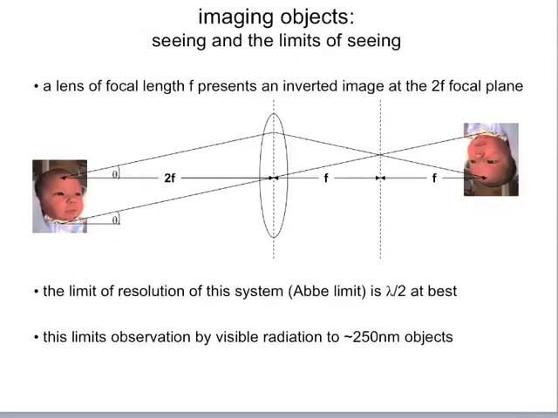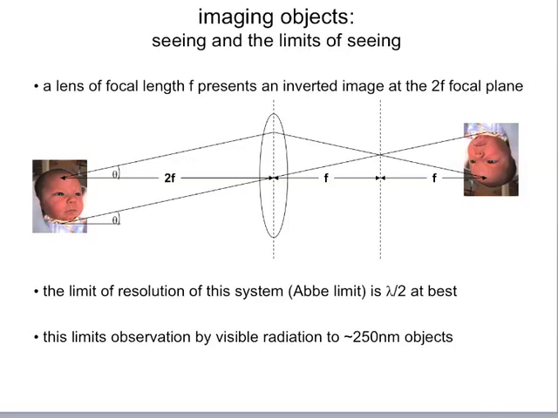A quick interlude with how we image things. This is just a cute way to show you newborn pictures of my son. This is an old picture now. But we say that a lens has a focal length f and presents at the other side a focused image, an inverted image, at the 2f focal plane. So there's the focal plane and there's the 2f focal plane.